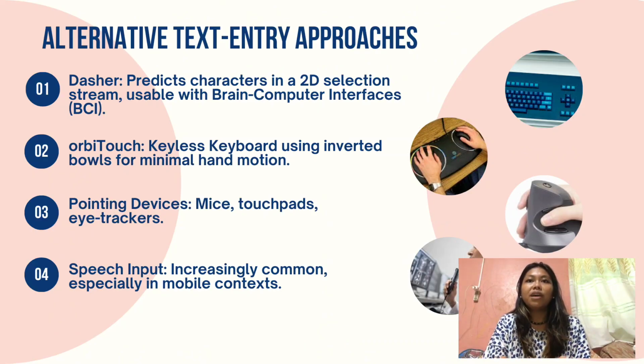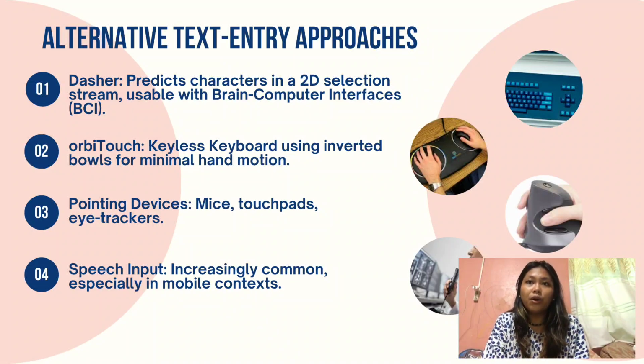Some solutions move beyond traditional keyboards entirely. One example is Dasher, which allows users to select letters and words in a continuous 2D predictive stream. Dasher is also compatible with brain-computer interfaces, enabling individuals to input text using only their brain signals.